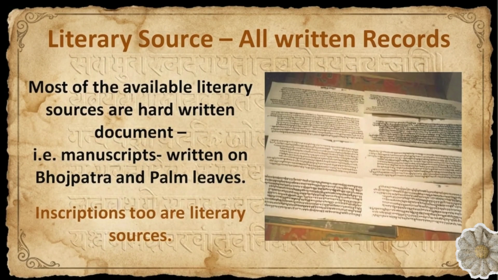So the first one is literary source. Literary sources refer to the written records of the past. Paper was introduced around the 13th century in India. Before its introduction, documents were written on palm leaves and barks of beech trees. It's called Bhojpatra. These documents are called manuscripts.